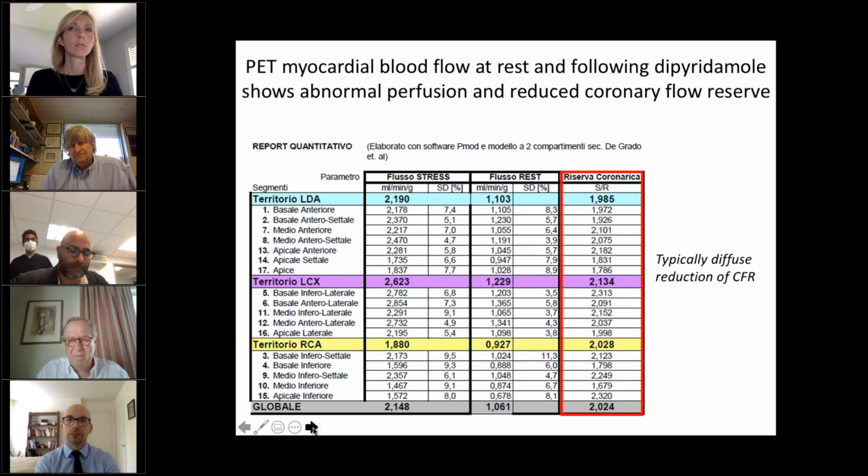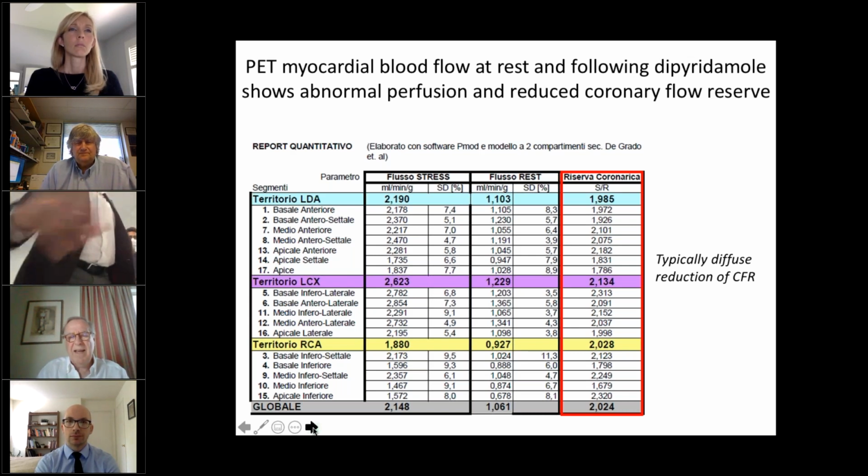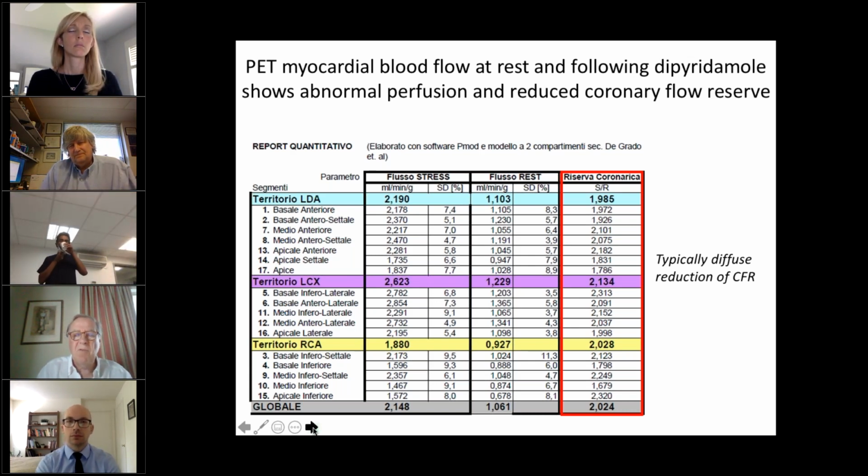What I've done from a therapeutic viewpoint is I've treated this patient with ACE inhibitor, diuretics, and calcium blockers, non-dihydropyridine calcium blockers, with an improvement of the symptoms. Next.